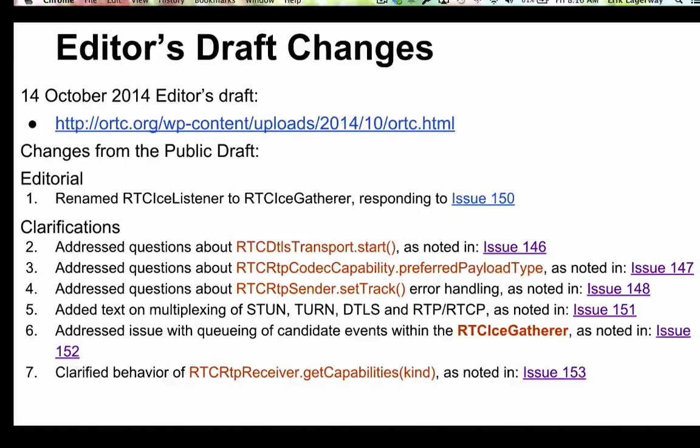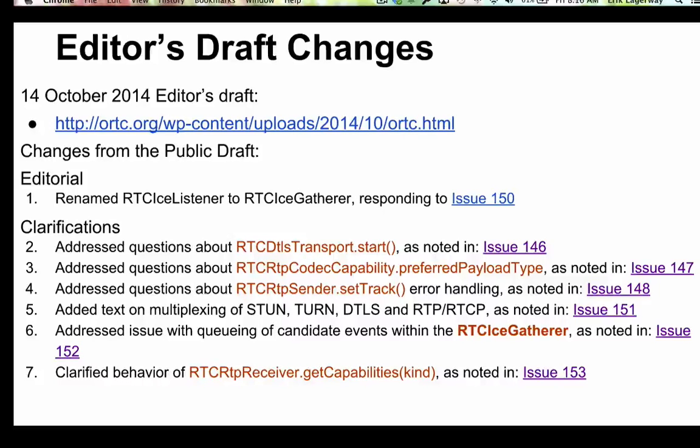There were some questions about sender.setTrack, which came up in WebRTC 1.0. There was a proposal for a success and failure callback. We did not add that or a promise yet because that issue hasn't been resolved in the 1.0 working group, but we did talk a little bit more about what causes exceptions. So that's now in there.